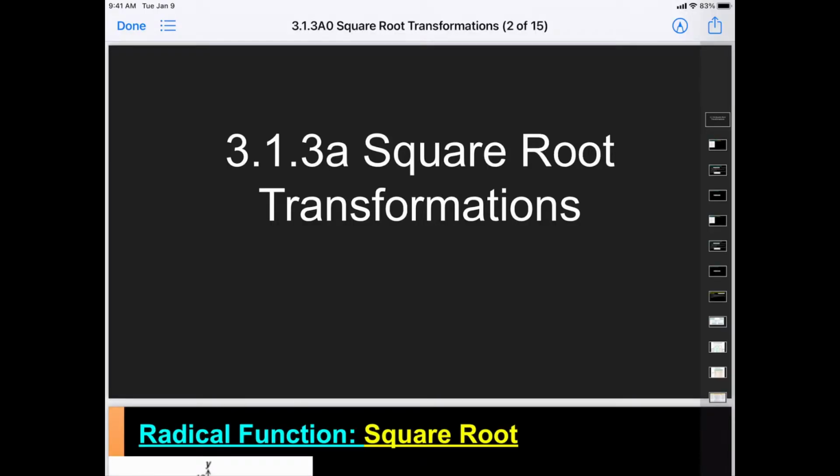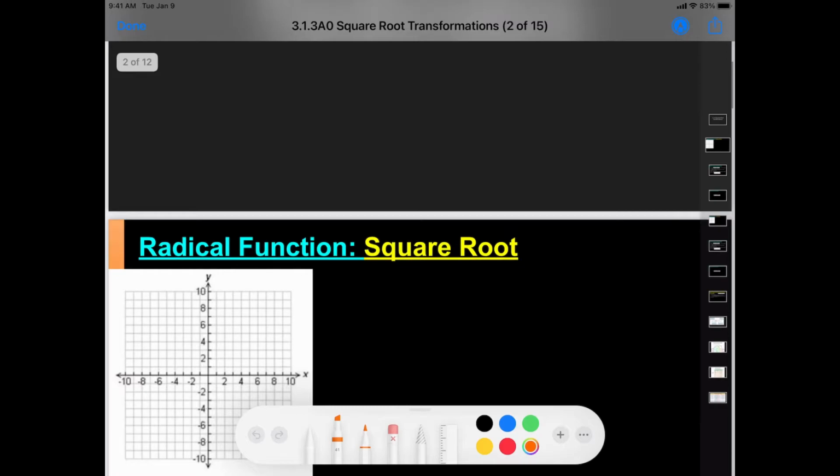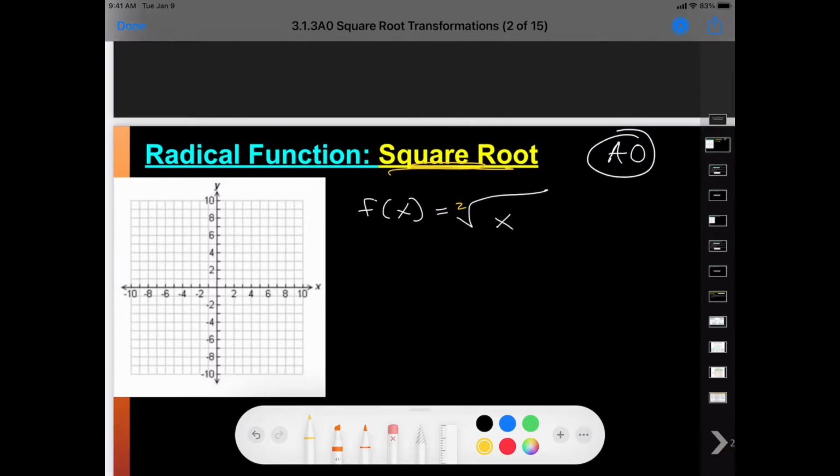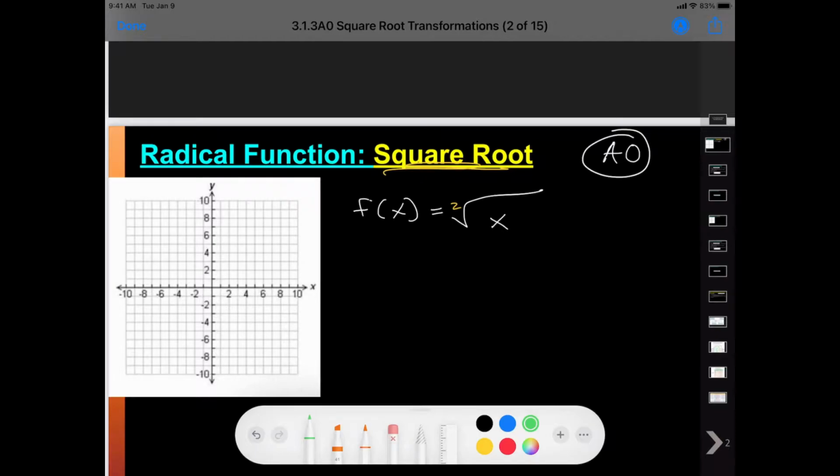Hey guys, let's go over our introductory video for square root transformations. And this is for a0. And the equation we're going to be using, our function, is f of x equals the square root of x. Now, a square root is actually denoted with a power of 2, and a lot of times you're not going to see that 2 there. But let's go ahead and make a graph.